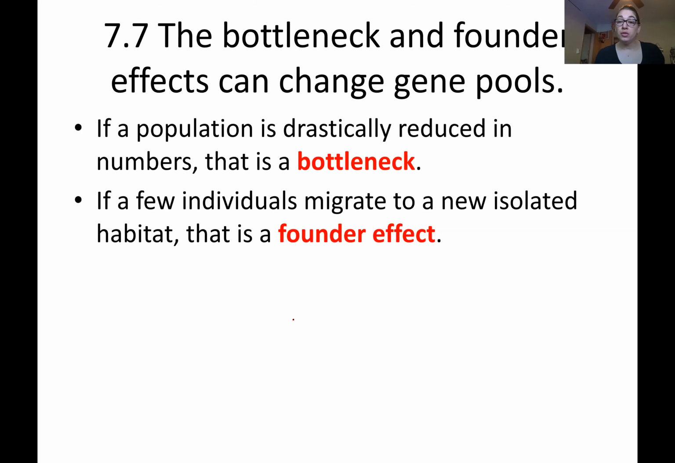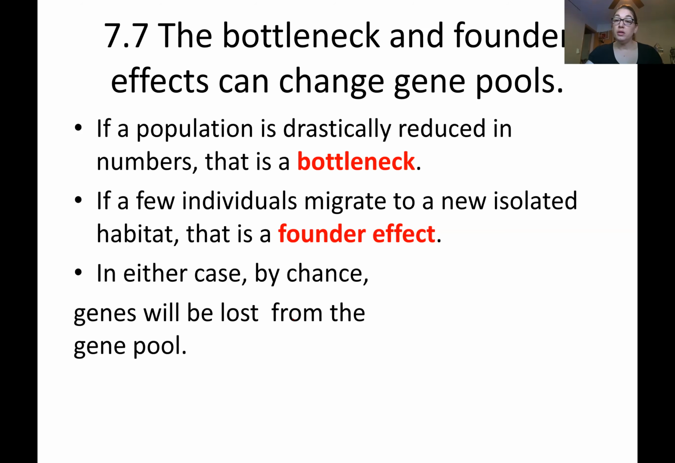On the other hand, the founder effect can happen when a few individuals migrate to a new habitat that is isolated. Again, they may not be carrying all of the representative genes of their previous population. And so the new population that they found is going to be genetically different, and its gene pool is going to be different than the original population. So in either case, by chance, genes are lost from the gene pool.